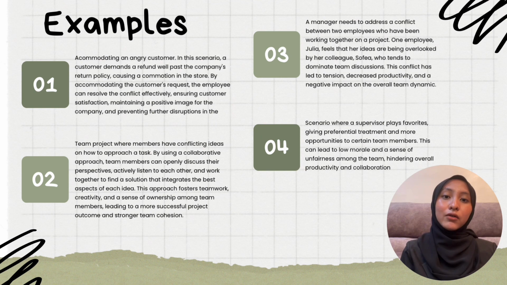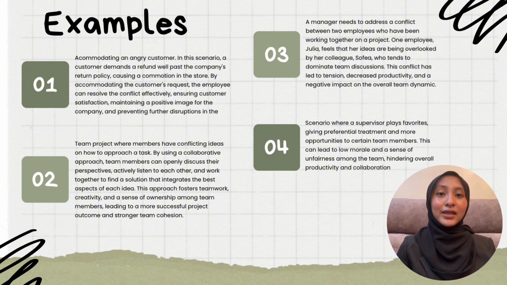Fourthly, establish ground rules. The manager sets clear expectations for respectful communication, active listening, and commitment to finding a mutually beneficial solution. Fifthly, explore solutions. The manager guides Julia and Sophia in brainstorming potential solutions that address both their concerns and the project needs. They encourage a collaborative approach to find a win-win solution.